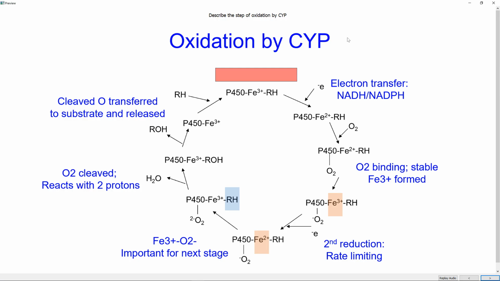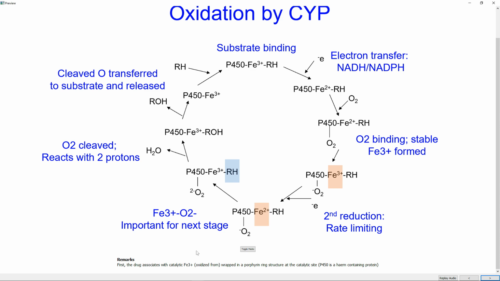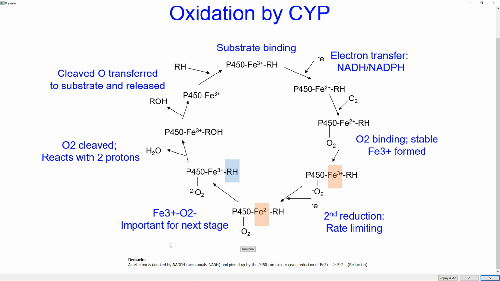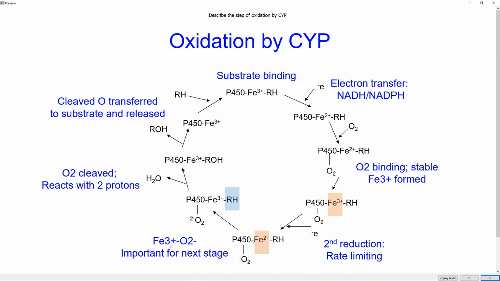So this is oxidation by CYP. This is a cycle again, oxidation by CYP. And again, substrate binding. What does that mean? I've got remarks that add a bit more context for it, so I can get information on what's actually happening in that step with the remarks.